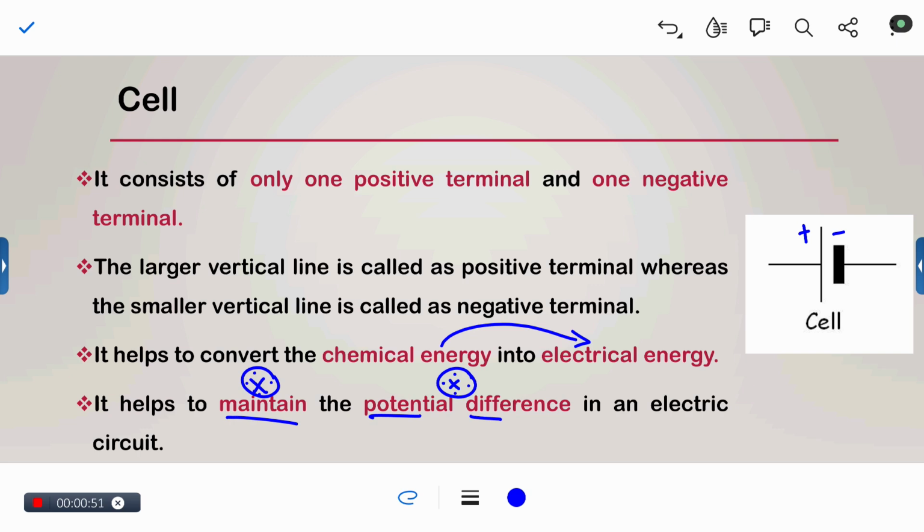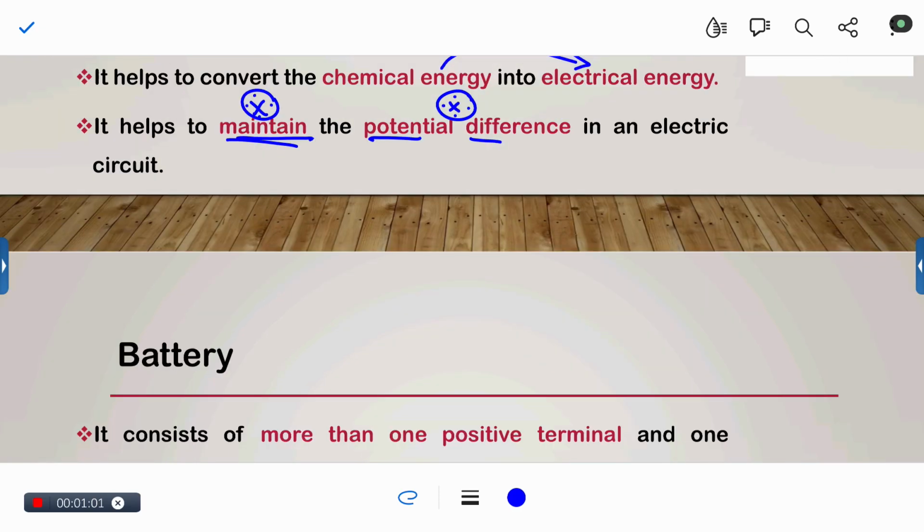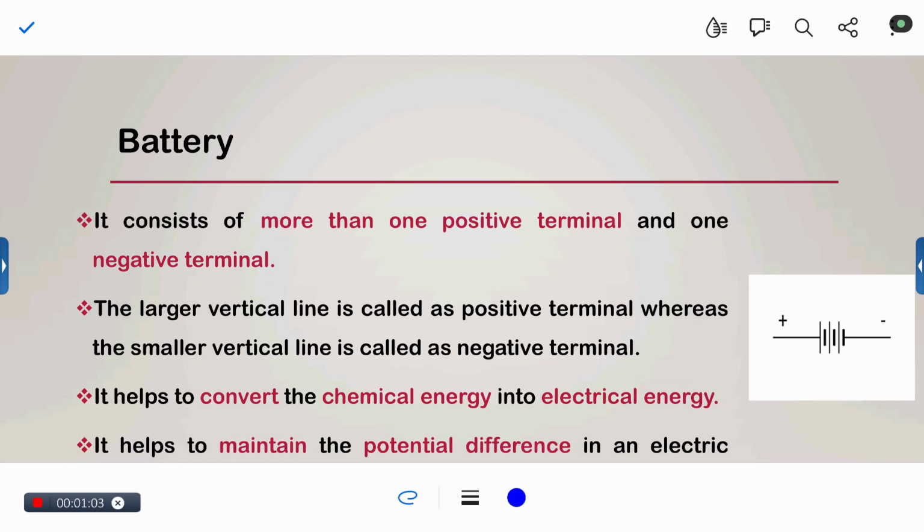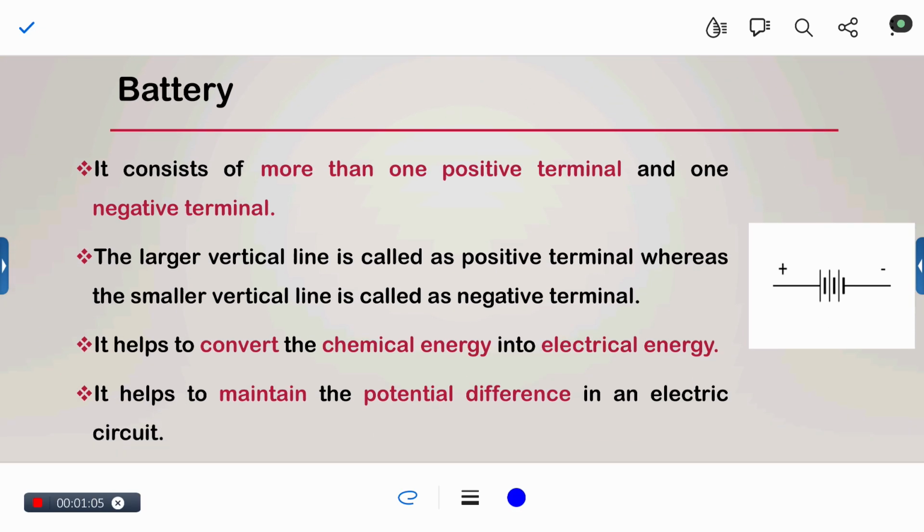One more question: which device helps to maintain the potential difference? Cell. Not only this alone, even the next device you are going to learn. So what is the second device you are having? Battery. This one also helps to maintain the potential difference.